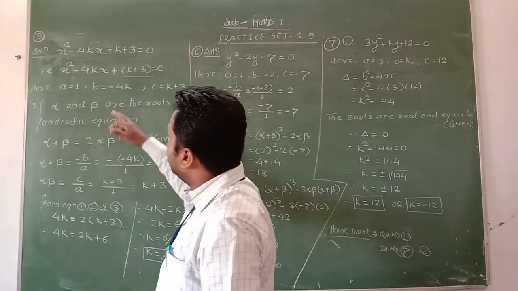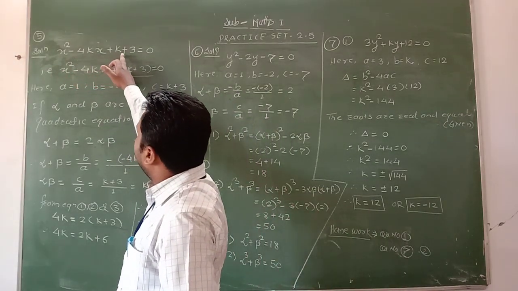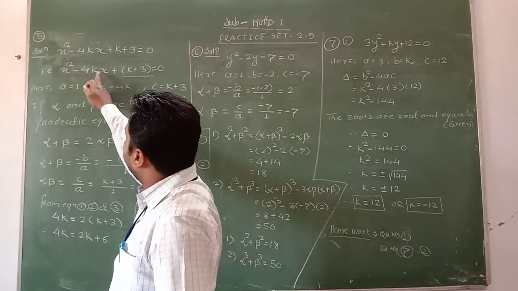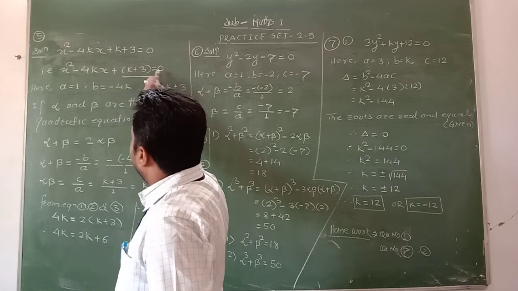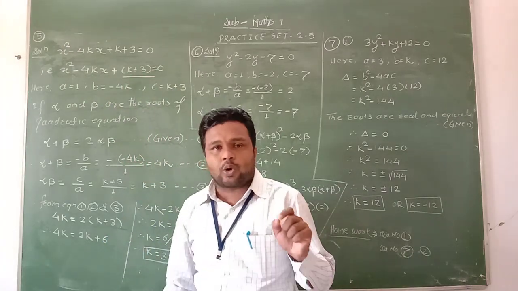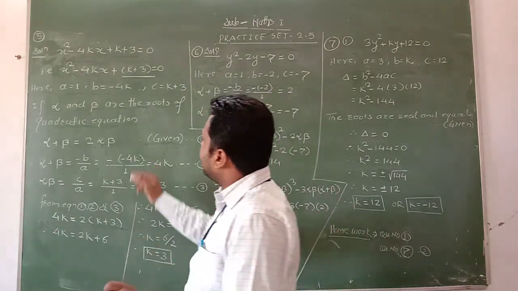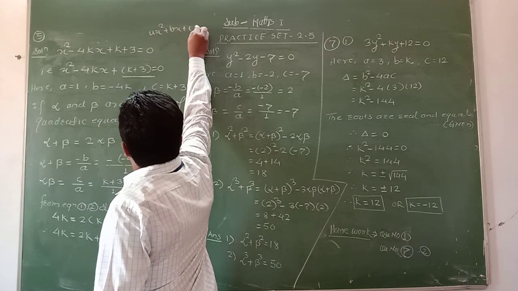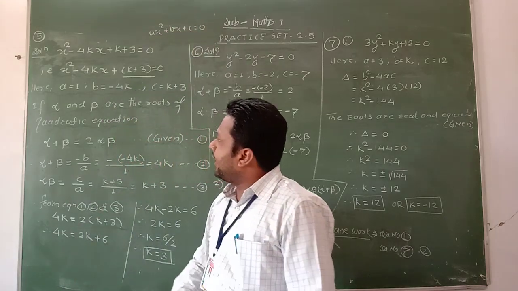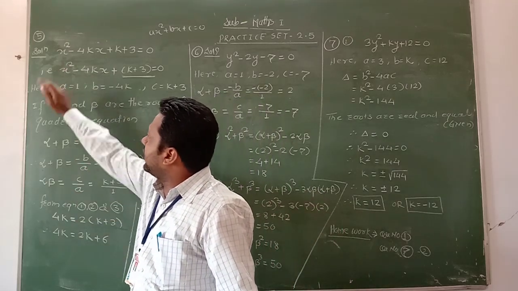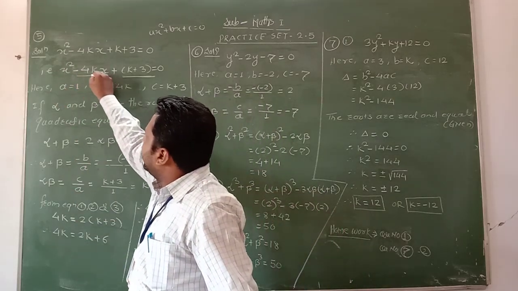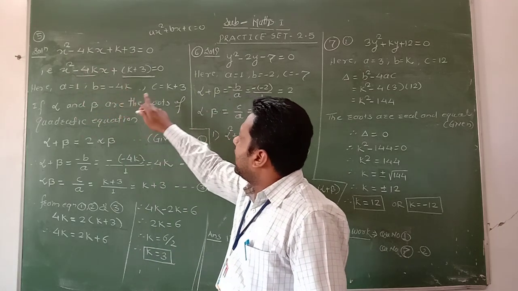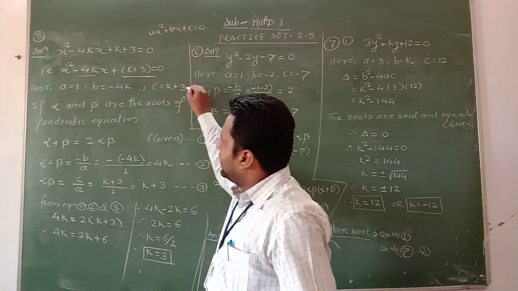Now, what equation is given? x square minus 4kx plus k plus 3 is equal to 0. Here I write the equation: x square minus 4kx, the last term k plus 3, is equal to 0. If we compare this quadratic equation with the standard form of the quadratic equation, that is ax square plus bx plus c is equal to 0, then we get a is equal to 1, that is the coefficient of x square, b is equal to minus 4k, that is the value of b, and c is equal to the third term, that is k plus 3.